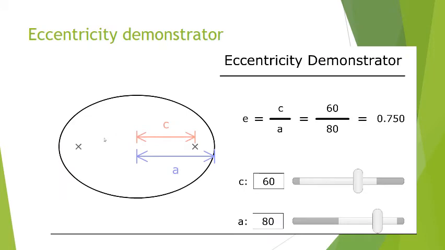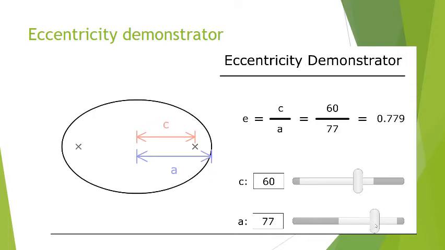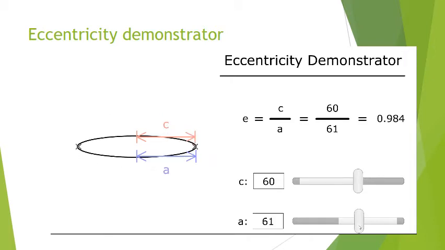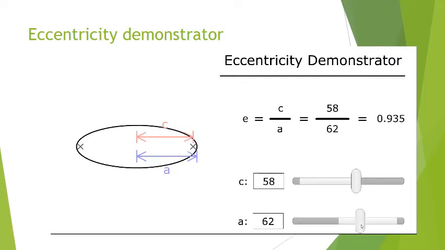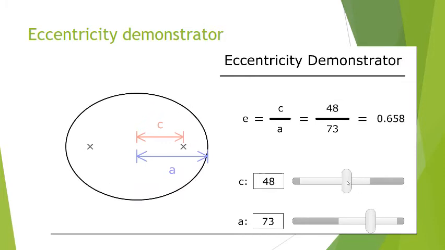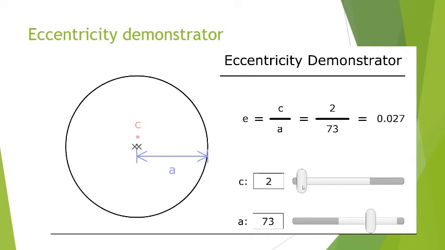And just to make the point then, here is an eccentricity demonstrator which allows me to change the size of the semi-major axis. And notice that when you have an eccentricity that's close to 1, you've got a very eccentric kind of ellipse. And of course, if I change the distance from the center of the ellipse to one of the foci, as I decrease that down to 0, then I wind up with a perfect circle.